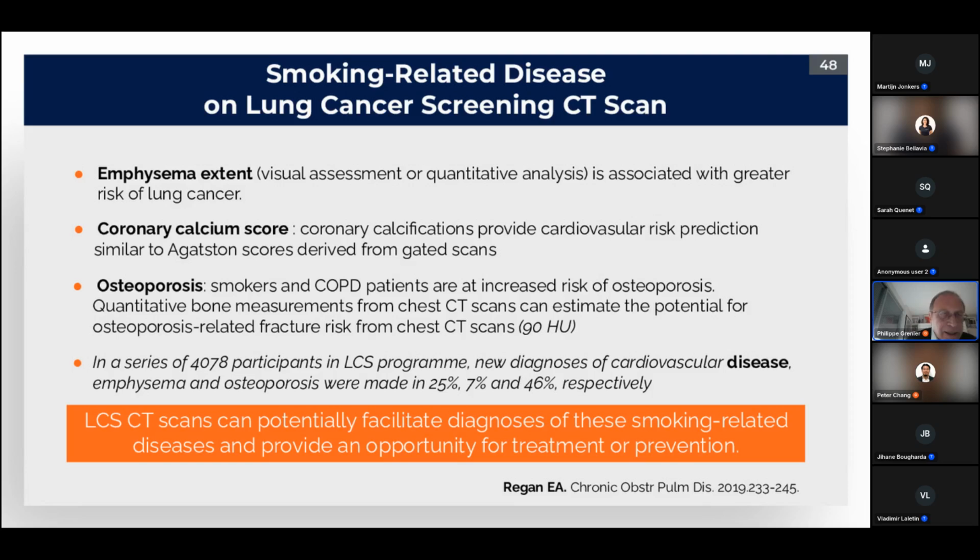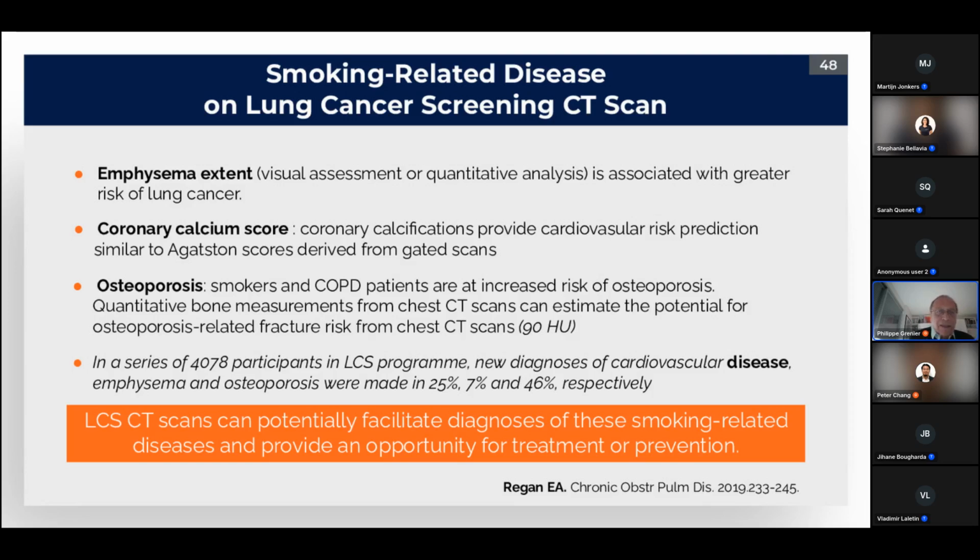These comorbidities detected by the software include emphysema extent, coronary calcium score, and osteoporosis. Emphysema extent is associated with greater risk of lung cancer. There are many smokers having significant emphysema on CT scan despite a normal spirometry. Coronary calcification provides cardiovascular risk prediction similar to Agatston scores derived from gated scans.